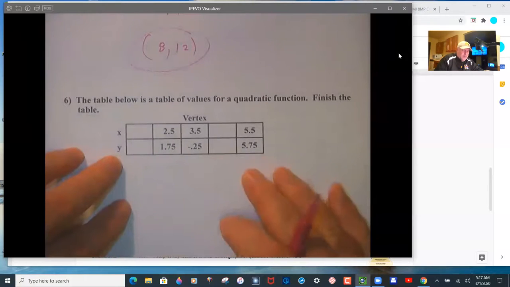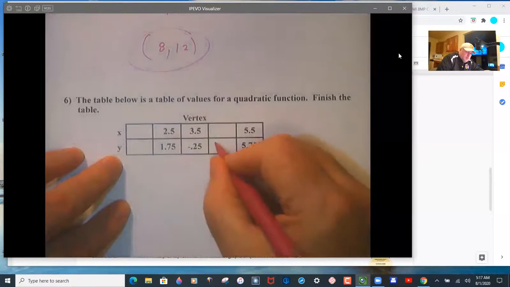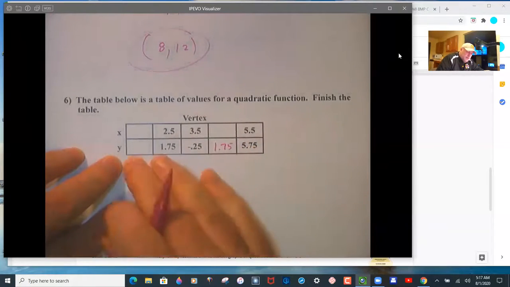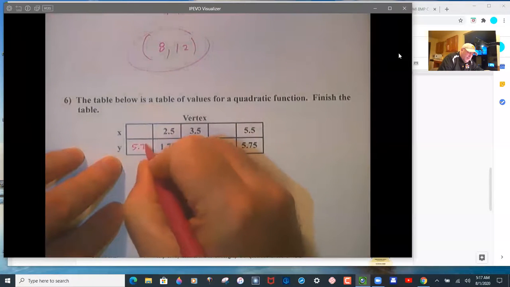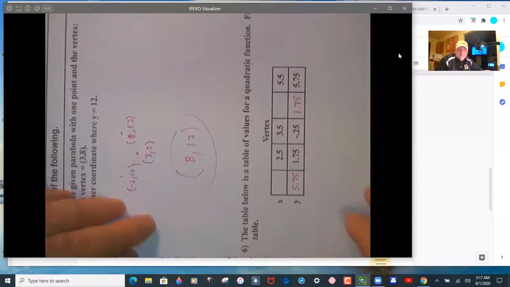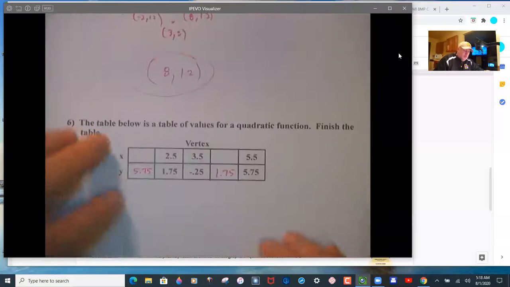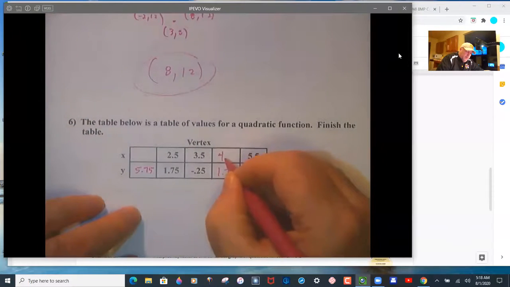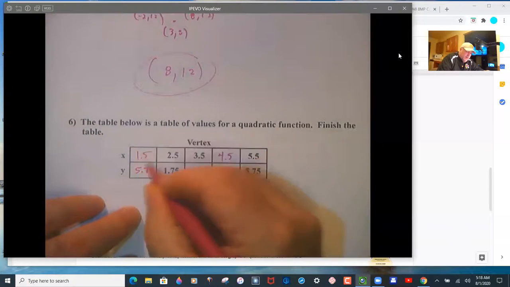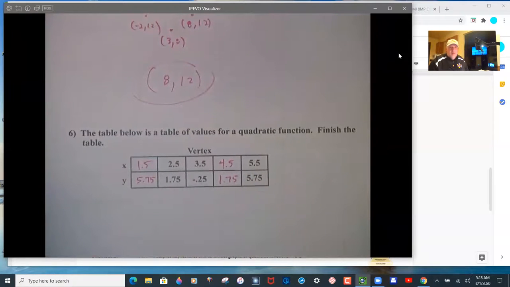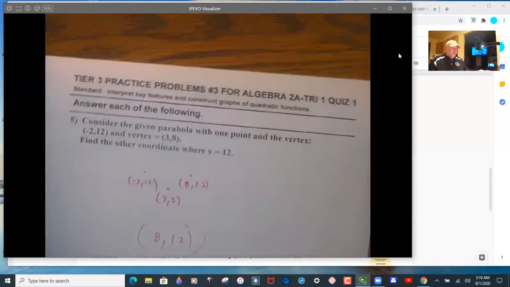All right, so here's your vertex. We're going to use the symmetry idea again, 5.75. It looks like this on your table. Okay, and then this would be 4.5, so these are just by the same step, left to right, and then you have the symmetry of the y's.